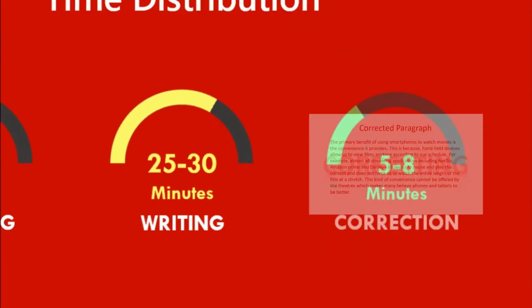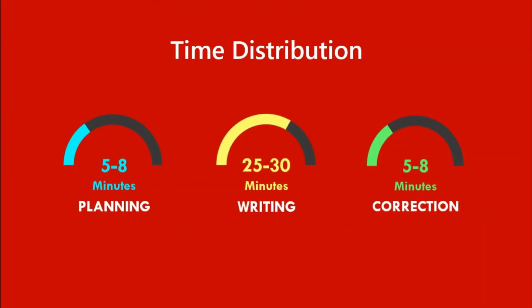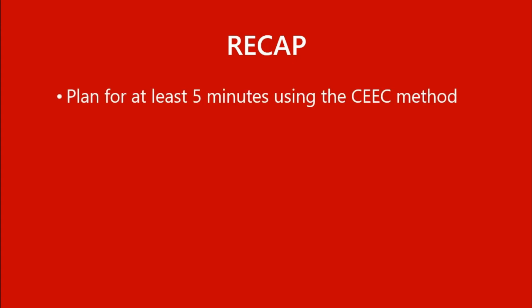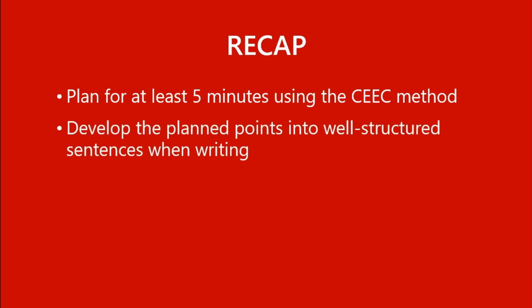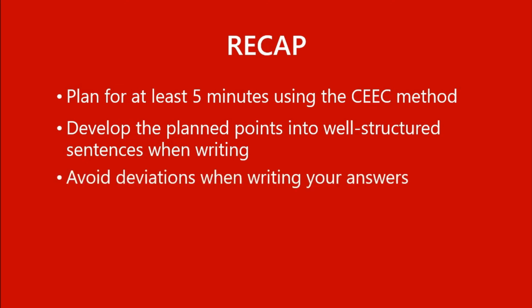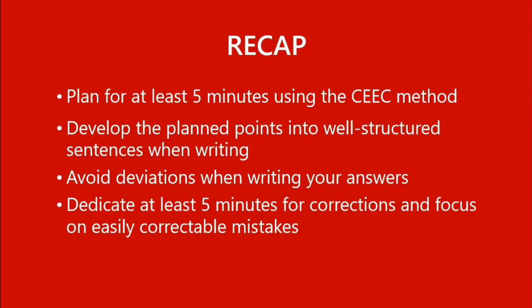With that, we have come to the end of the essay life cycle. Let's recap what we learned in this video. It's very important that you plan for at least 5 minutes and you plan using the CEEC method for the body paragraphs. During the writing phase, you need to develop the planned points into well-structured sentences. You also need to avoid deviations when writing your response. Once you've completely written the essay, you need to dedicate at least 5 minutes for corrections and focus on easily correctable mistakes.